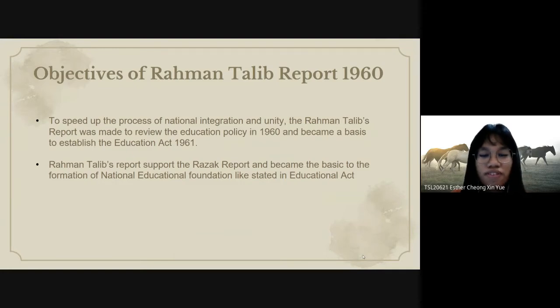The objective of the Rahman Talib Report 1960 is to speed up the process of national integration and unity. The Rahman Talib Report was made to review the education policy in 1960 and became a basis to establish the Education Act 1961. The Rahman Talib Report supported the Razak Report and became the basis to the formation of the National Education Foundation, as stated in the Education Act.